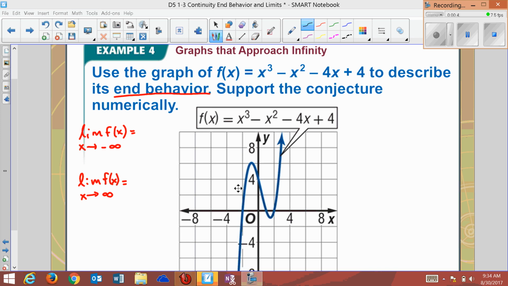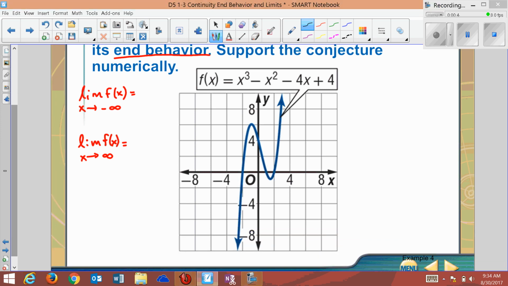So let's look at this picture here. As I approach the left, this graph is going down and to the left. It's going down and to the left, and it's also over here going up and to the right. So here's how you'd symbolize that.